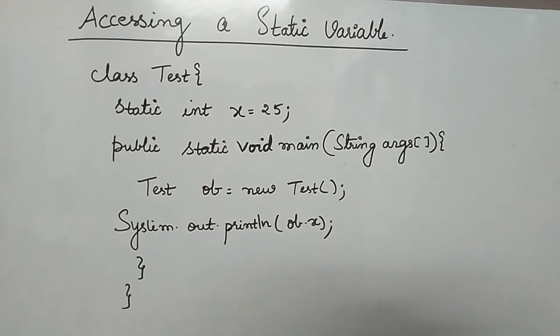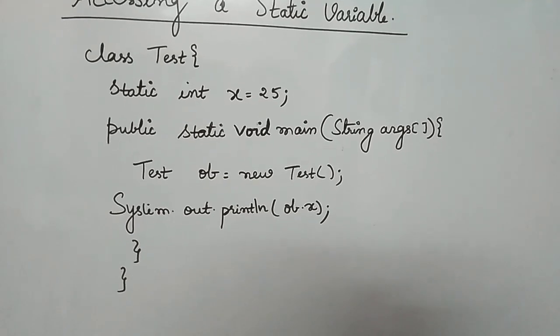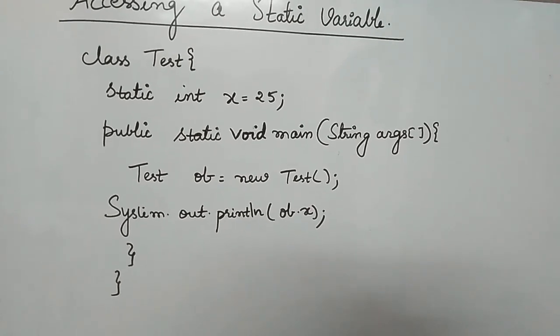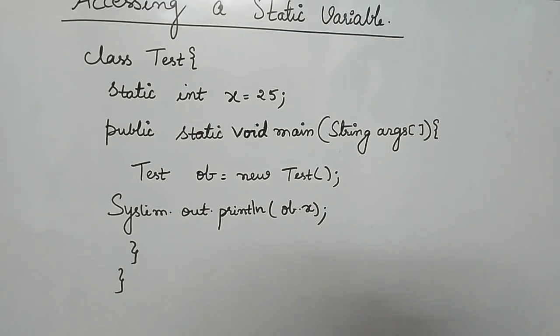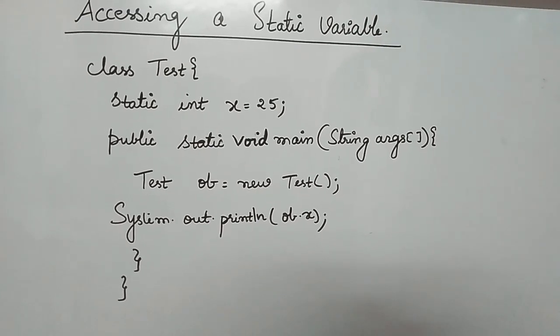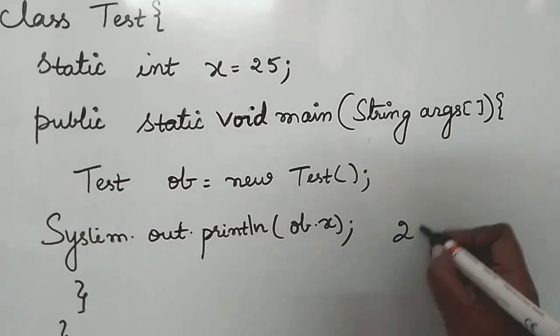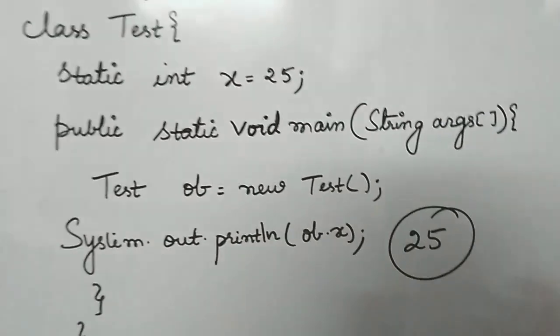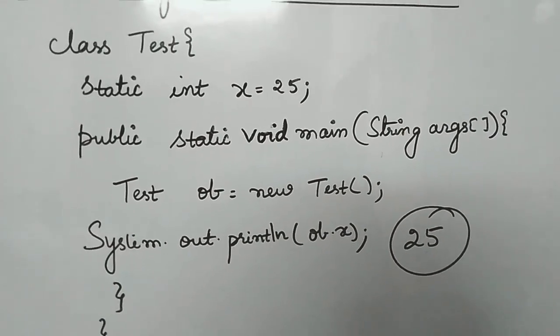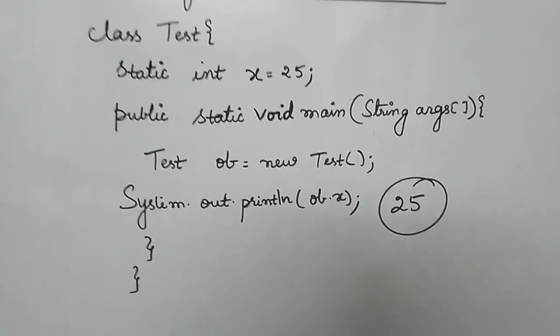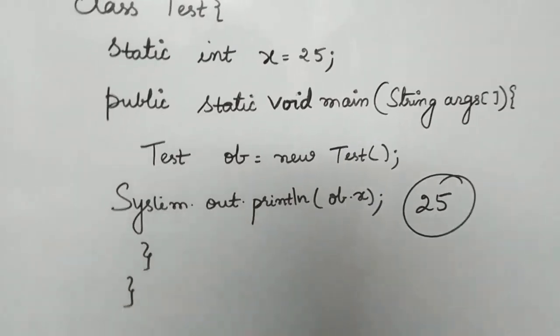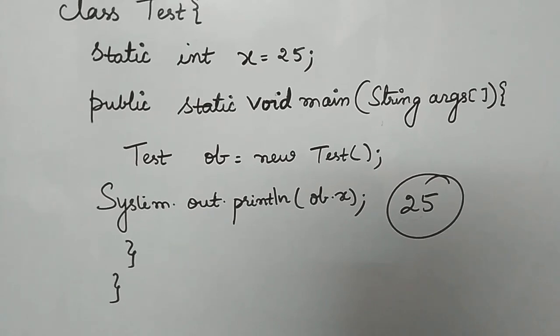Can I access a static member with an object reference? I want all of you to guess the output of this particular program. The output of this particular program will be 25. You can also access a static member through an object because they are common across all the objects. The answer will be only 25 across all the objects that you create.